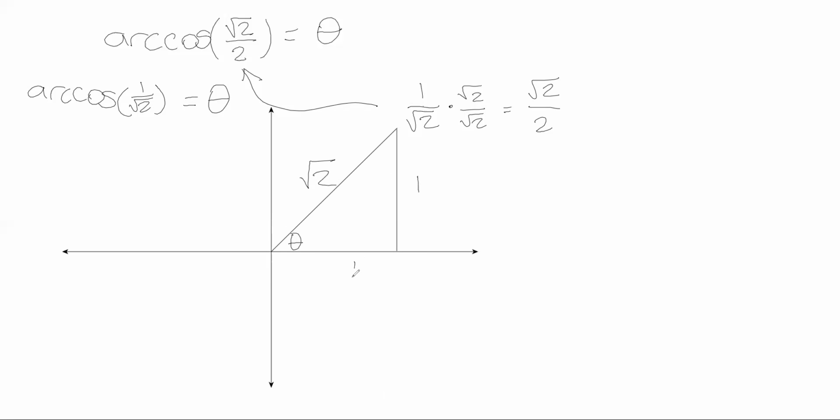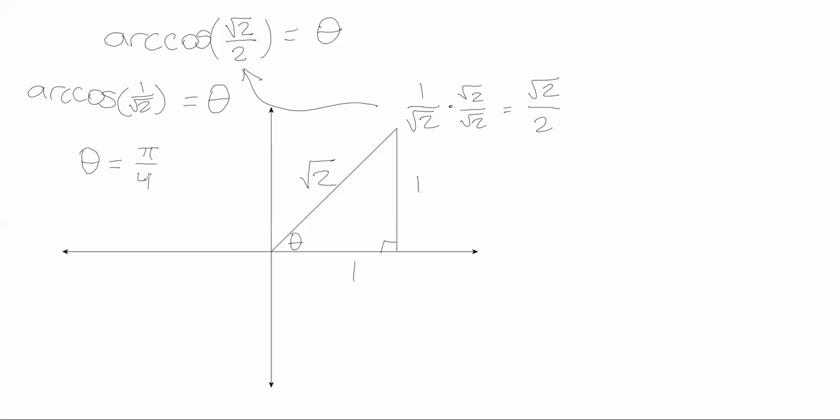So now that I've drawn the reference triangle that has 1 as the adjacent side and square root of 2 as the hypotenuse, we just need to decide what angle this is. What do you think this might be? 45 degrees. Yep, it's a 45, 45, 90 triangle. But in radians, this would be pi over 4. So that's our answer. The arc cosine of square root of 2 over 2 is pi over 4. Okay, that makes sense now.